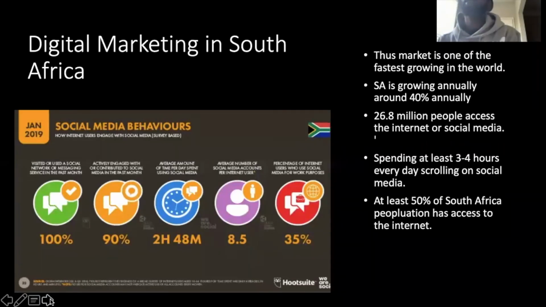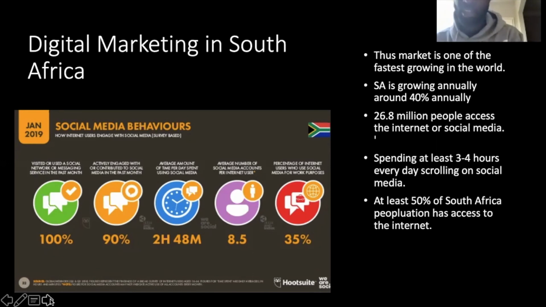So, the digital marketing in South Africa. A couple of facts. The market is one of the fastest growing in the world. South Africa is growing annually at around 40%. 26.8 million people are on the internet or on social media. So that's a lot. Based on their population, they spend at least 3 to 4 hours every day scrolling on social media on different accounts. And at least 50% of the South African population has access to the internet, which is very good.